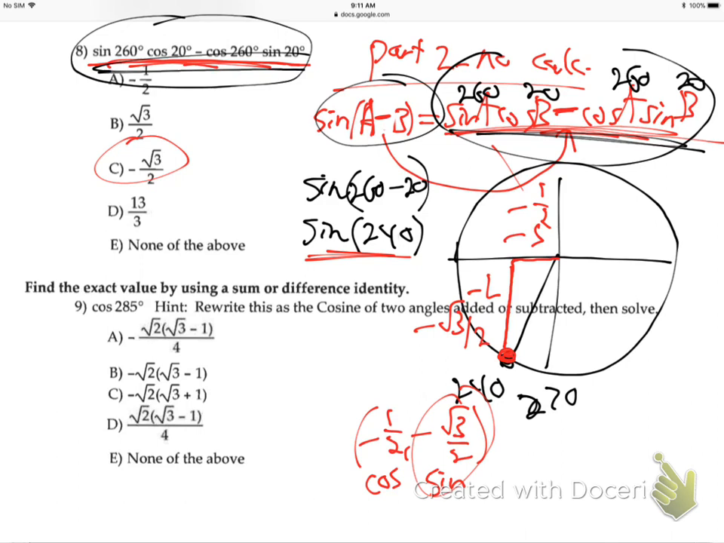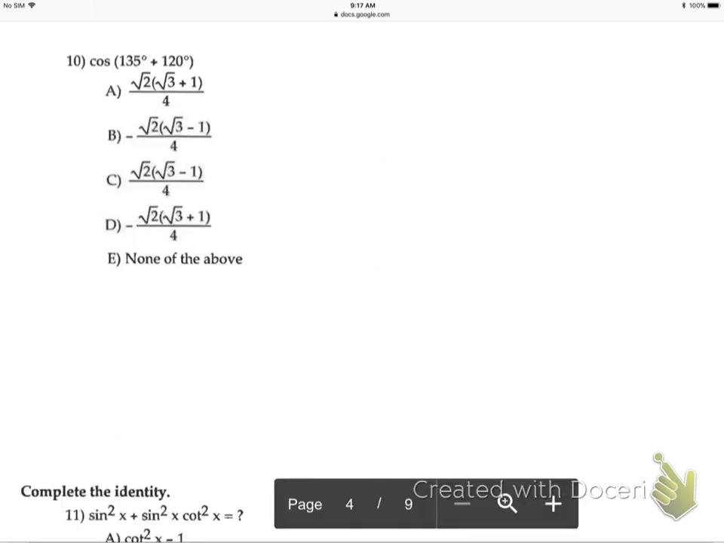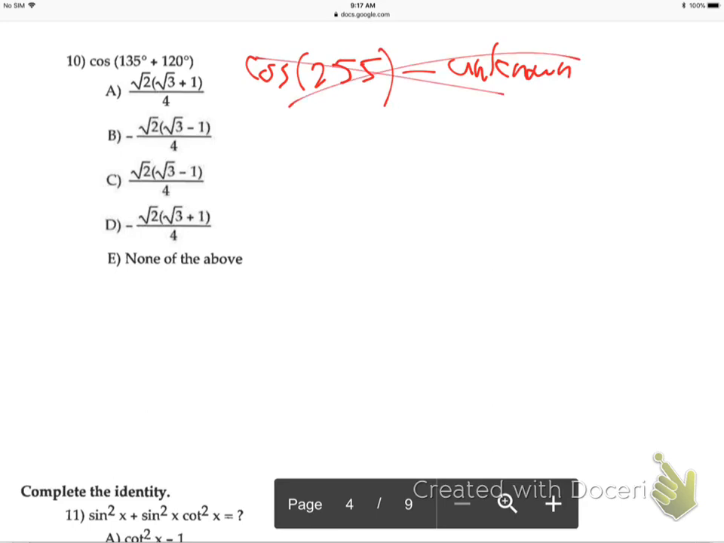All right, so there we go: cosine 135 plus cosine 120. What in the world are we supposed to do with that? Well, if you just add those angles, you're going to get cosine of something you don't know, 255. That's not helpful. That's a big unknown. I can't do that without a calculator. That's not what they want you to do. So what do they want you to do? They want you to use that cosine of A plus B formula. Instead, come on, eraser. There we go.